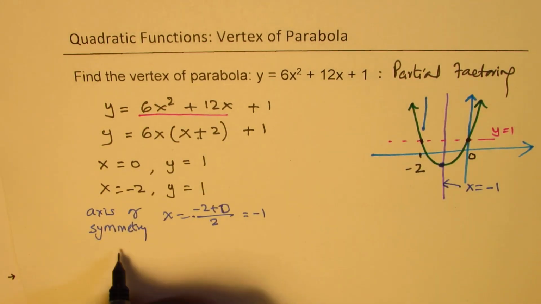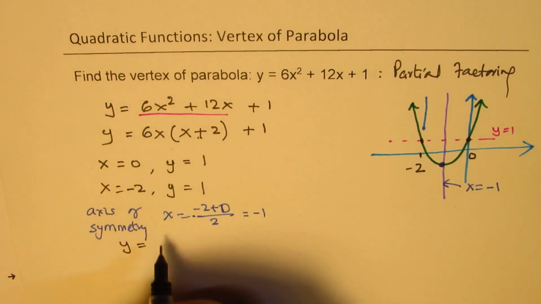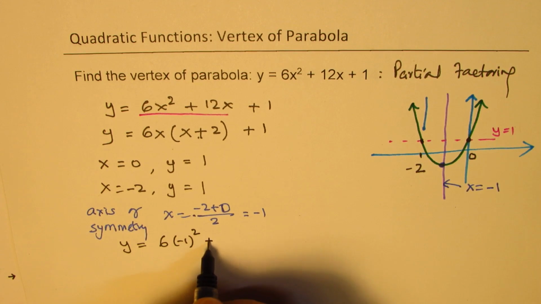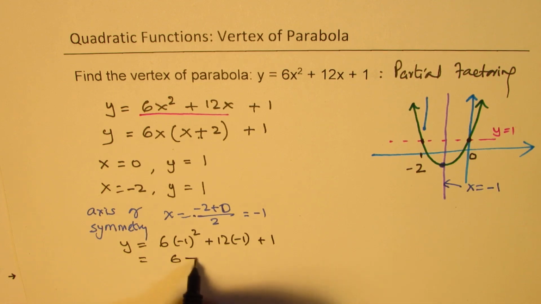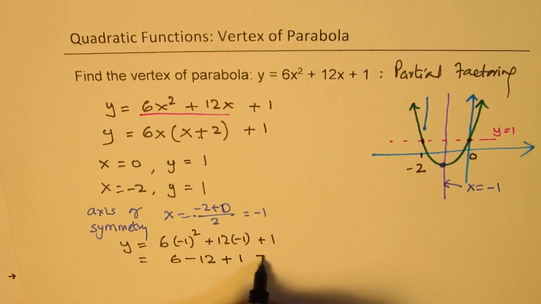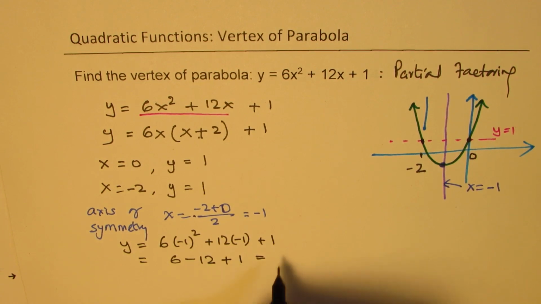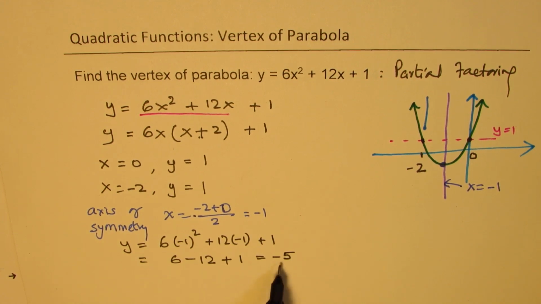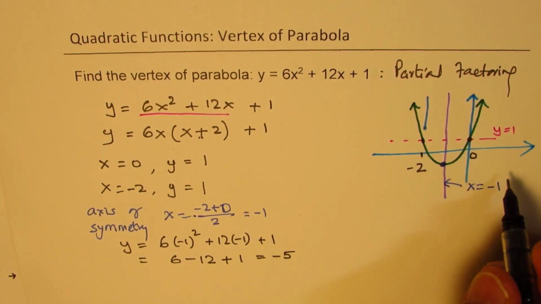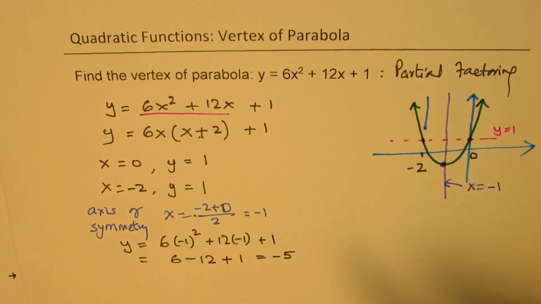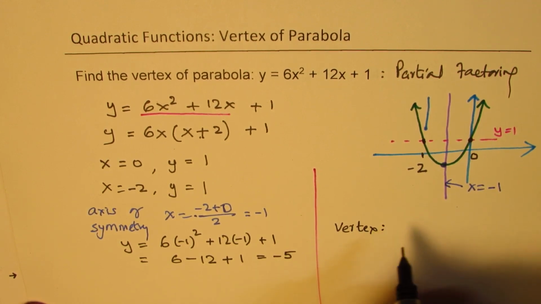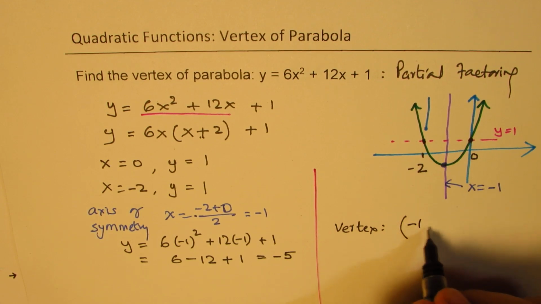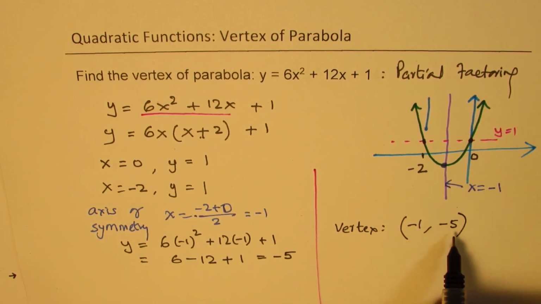To find the y value, the minimum value here, we'll substitute minus 1 in our equation, right? So y equals, let us substitute minus 1 in the original equation, plus 12 times minus 1 plus 1. That gives you 6, and this gives you minus 12 plus 1, right? So minus 6 plus 1 is minus 5. So we get a value which is minus 5. So we can now write down the vertex: x value of minus 1 and y value of minus 5. Is that clear to you, right?